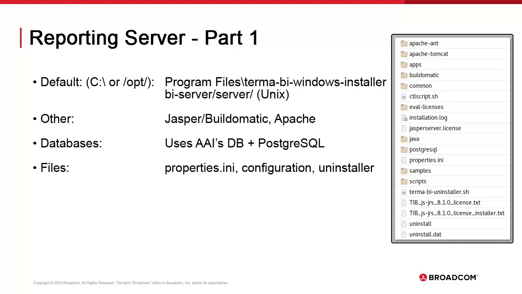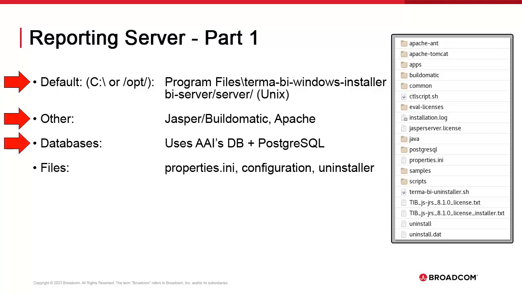This last segment focuses on the reporting server. By default, it's installed under the C drive or in /opt. The directory is called bi-server/server. The reporting server depends on a number of third-party products: JasperSoft, which is an off-the-shelf reporting solution, Apache Tomcat for the web server, PostgreSQL for Jasper's internal database, and Java. These third-party products have their own dedicated directories.